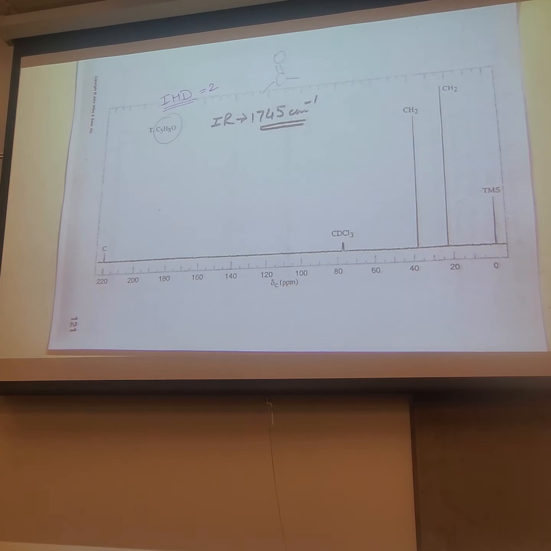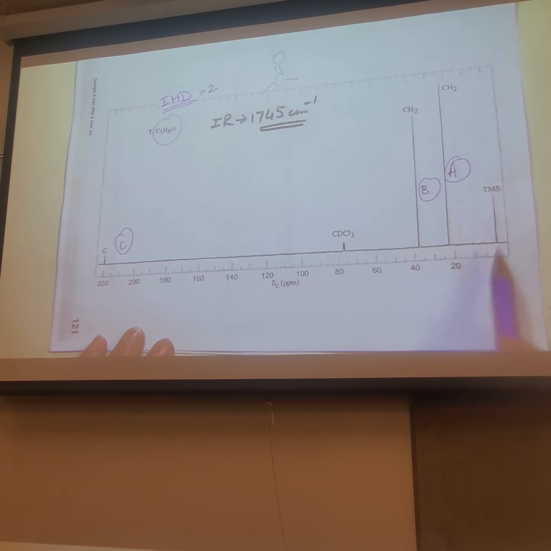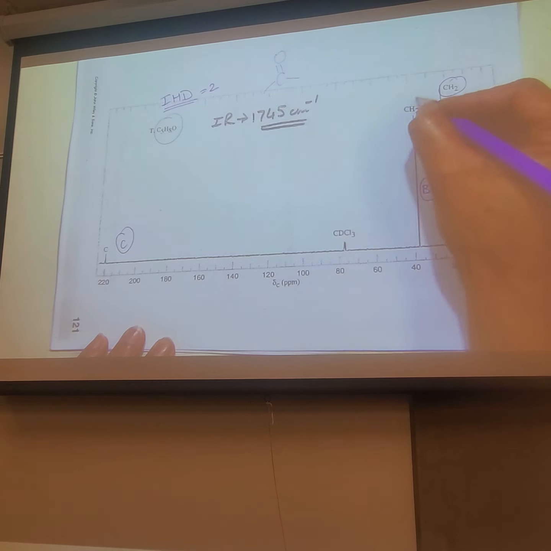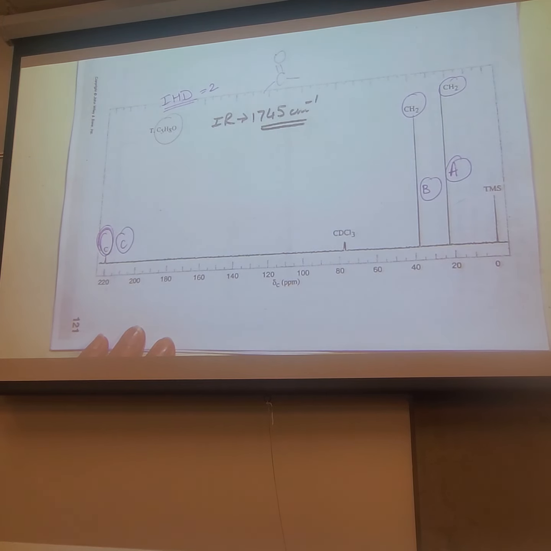No, sorry, I was counting the 5. My bad. Yeah, 3 signals: A, B, and C. TMS doesn't count because we add that. Solvent doesn't count because we add that. That's not part of your compound. So notice the carbon signals, guys. There are 2 different kinds of CH2s and one C that is not attached to hydrogens.